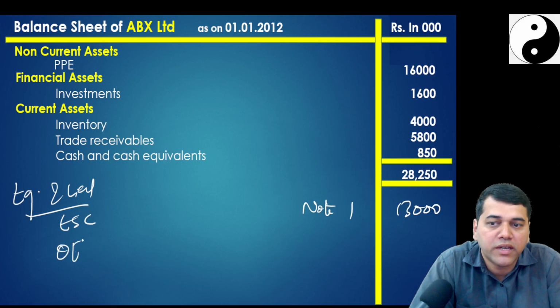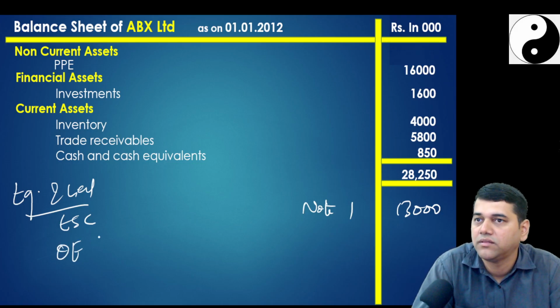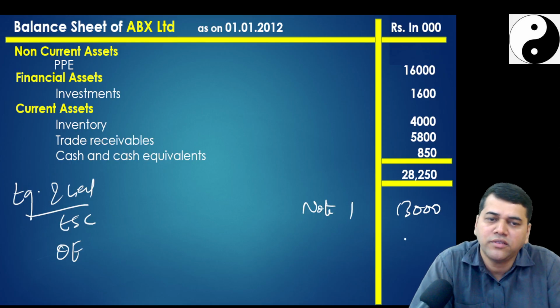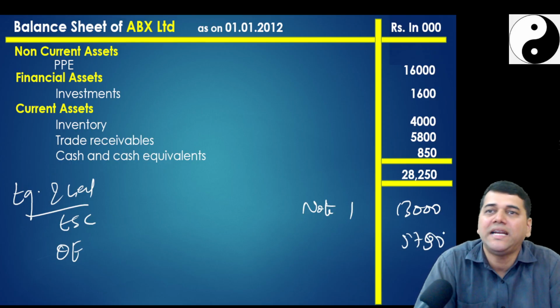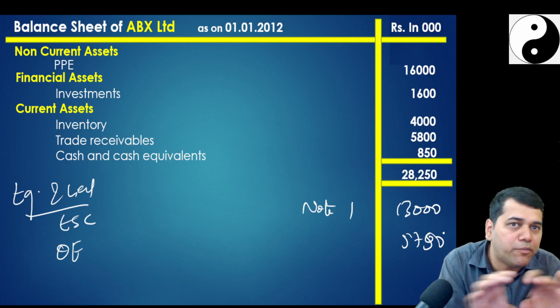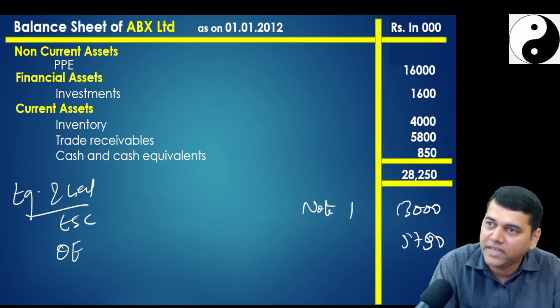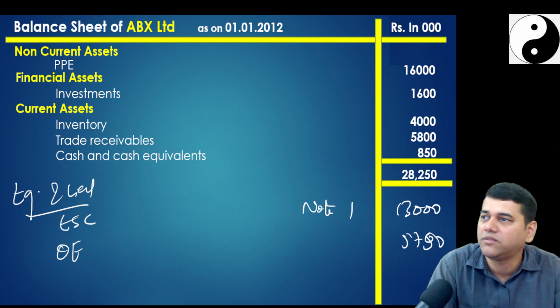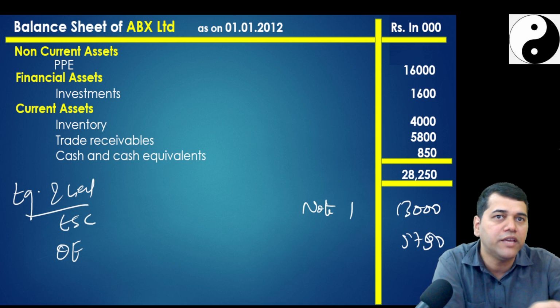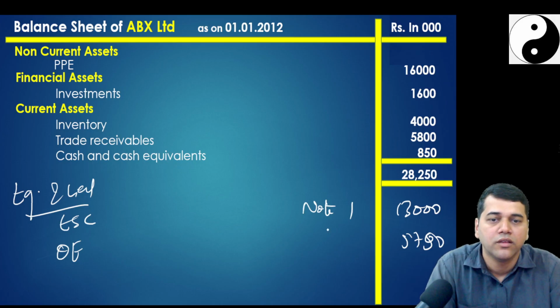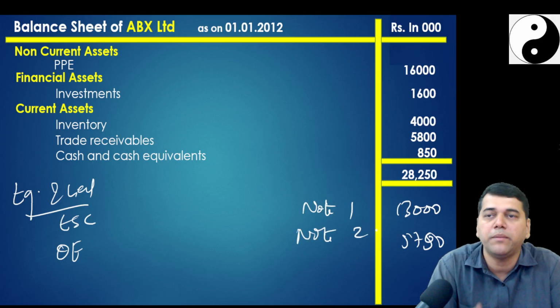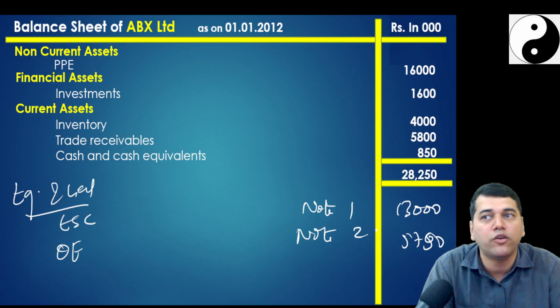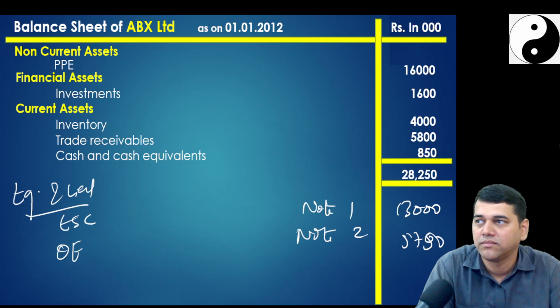Can you tell me what is my other equity? 5,750, because you are going to maintain the identity of both the reserves there: retained earnings, general reserve, capital reserve. They have already given one table there. So this is note number 2, because in the examination they may ask you to prepare notes to accounts only for the equity, because you have to give certain disclosures there.